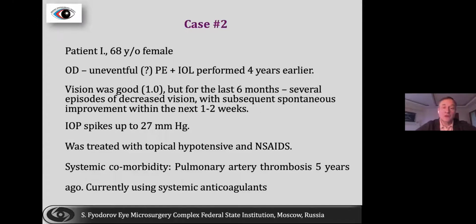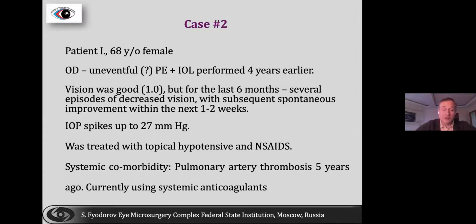So this is another clinical case, probably uneventful phacoemulsification performed 4 years earlier. Vision was quite good at the very beginning. However, 6 months later, there were several episodes of decreased and blurring vision, followed by spontaneous improvement within 1 or 2 weeks, and IOP spikes that were treated with hypotensive drugs and inflammation with non-steroidal anti-inflammatory topical drugs.